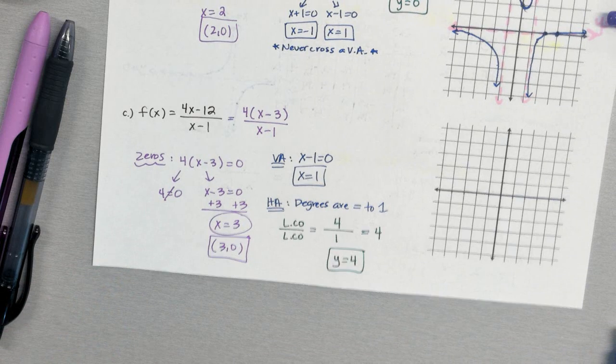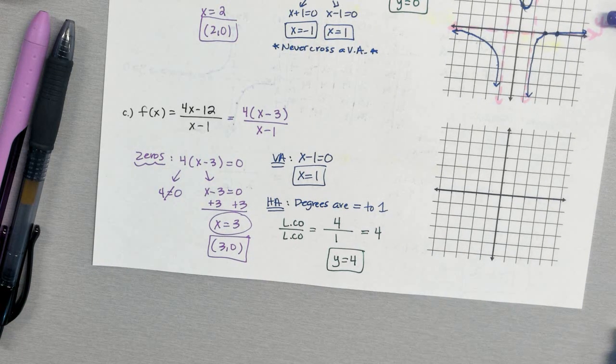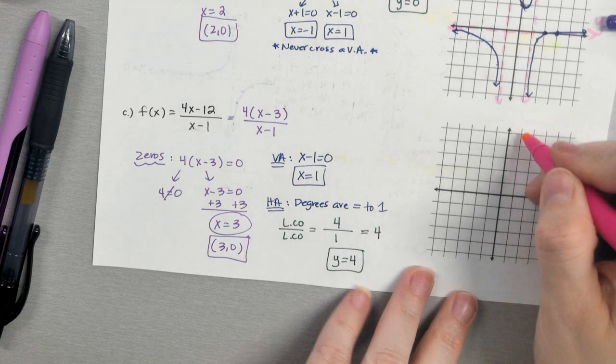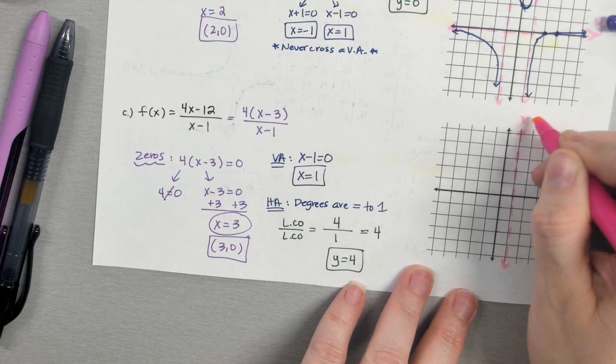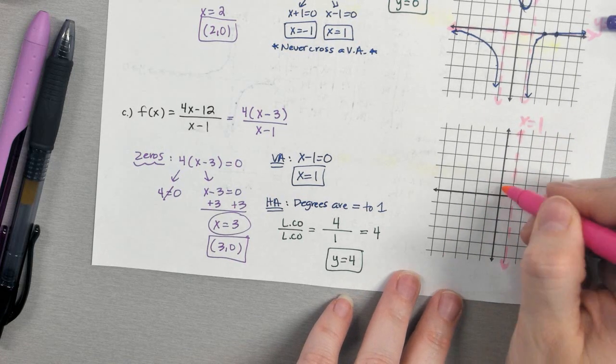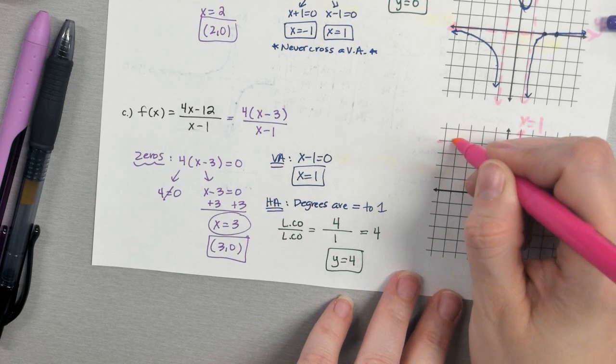Sometimes it could be a fraction. That would be fine. Sometimes you have to simplify it. That would be fine. But now you have your two lines. You have x equals 1. And you have 1, 2, 3, 4, y equals 4.